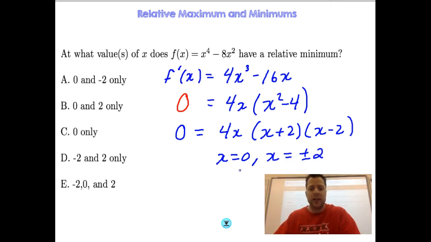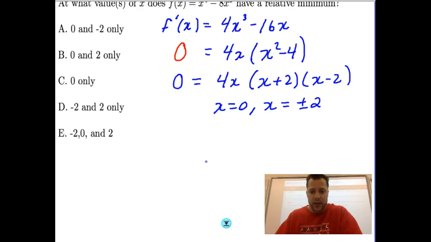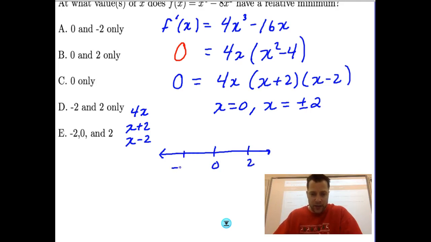So we have a pretty big sign analysis we're going to do here. Notice we want minimums here, and there's 3 possible answers. Doesn't mean they're all going to be minimums. So let's go ahead and make a sign analysis. I'm going to put 4x here, x plus 2, x minus 2, with 0 here, 2 here, negative 2 here.